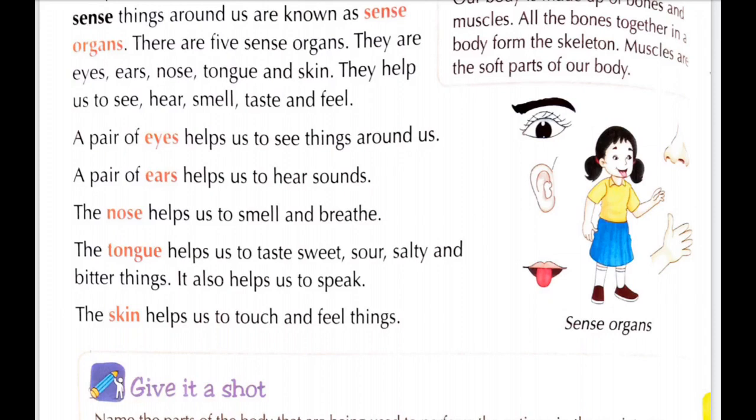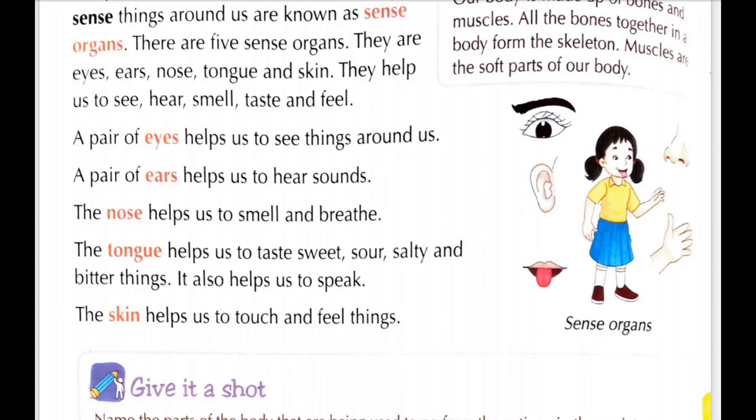The nose helps us to smell and breathe. The tongue helps us to taste sweet, sour, salty and bitter things. It also helps us to speak. The skin helps us to touch and feel things.